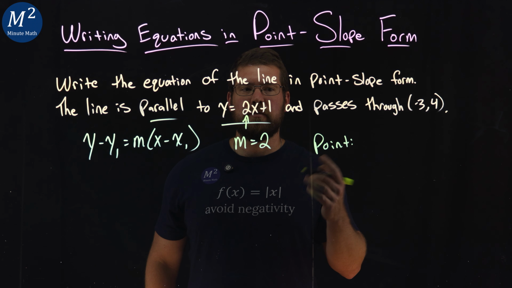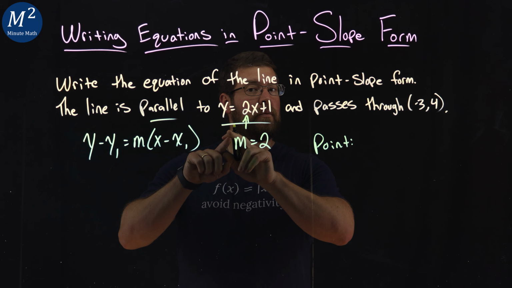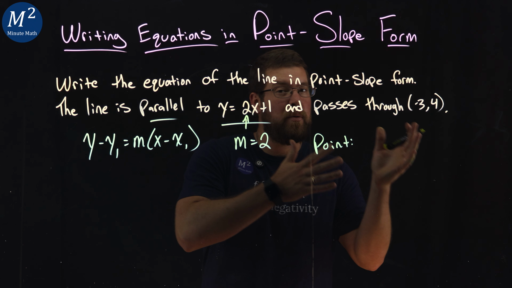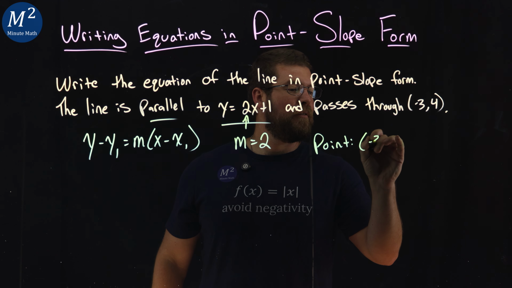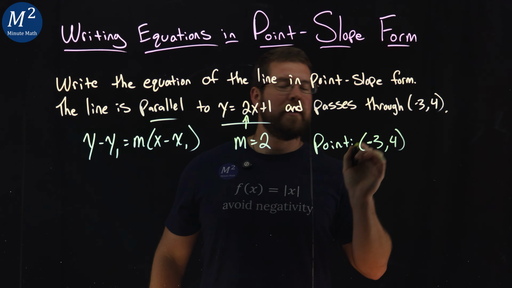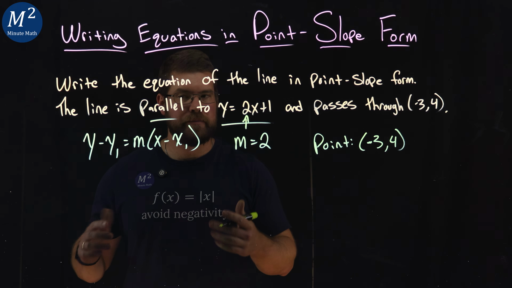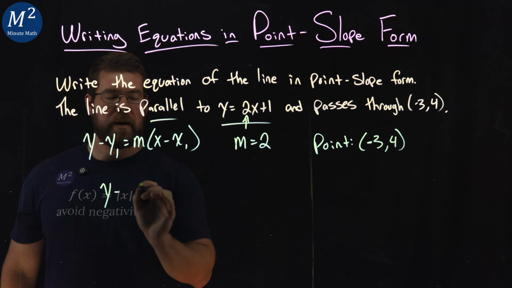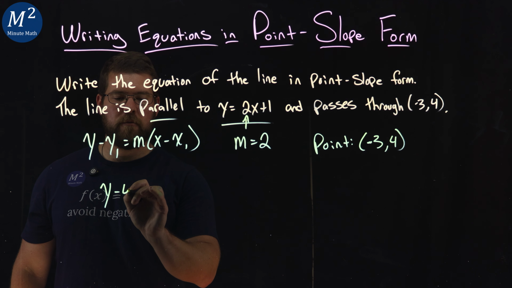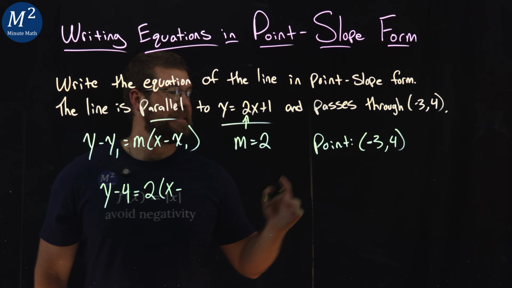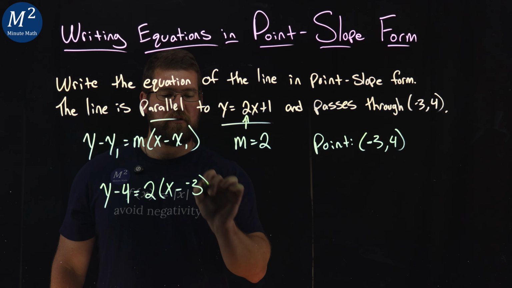Now, we need a point. Well, they tell us our line is parallel to this one and passes through this point. If it passes through that point, that point is on the line. So we have -3, 4 as our point. We have a slope, we have a point, we have a line. So we have y minus y1, 4, equals m, our slope 2, times x minus x1, -3.